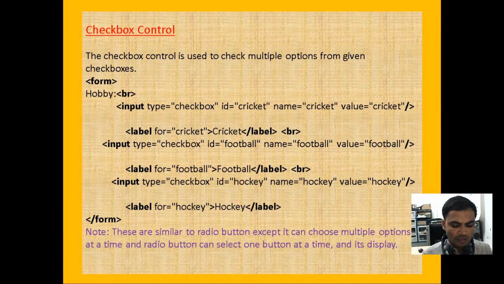Next we have select. These are similar to the radio button except you can choose multiple options at a time. From the radio button you can select only one button at a time. The major difference between the radio button and the checkbox: in the radio button we can check only one option, and in the checkbox we can select multiple options.